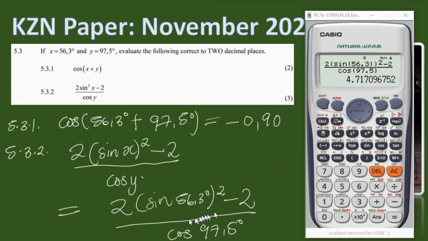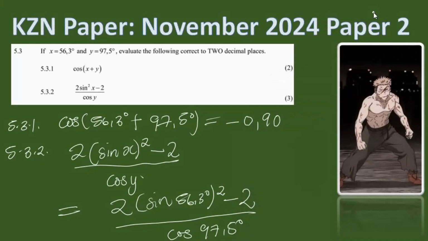I hope I typed everything correctly there, but you can see my method and my answer, 4,72. I hope you got the same, right? Let me write that, 4,72. Voila, there you get your 5 marks, easy 5 marks. Remember, we don't end it there.